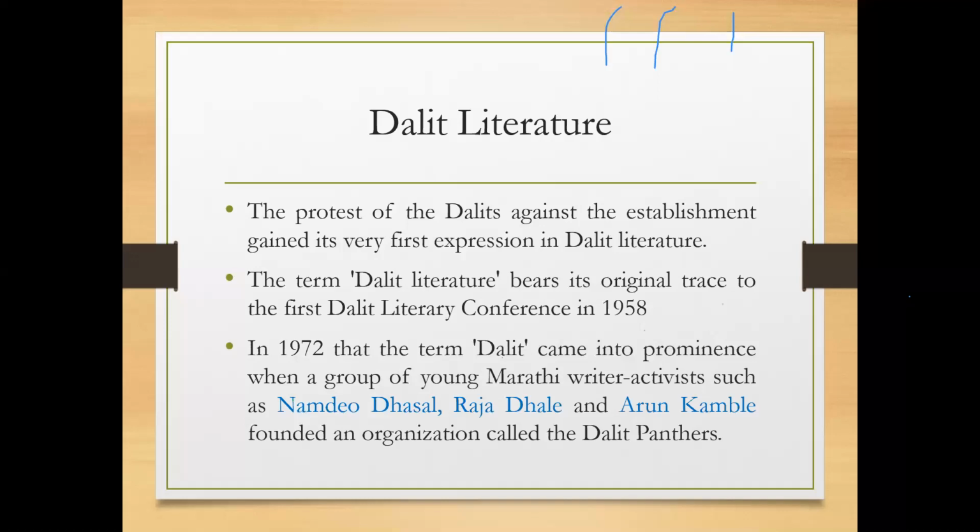And in 1972, we see that a few young Dalit Marathi writer activists formed a group, an organization that was named Dalit Panthers. And these young Marathi writer activists were Namdev Dhasal, Raja Dhale, and Arun Kamble.